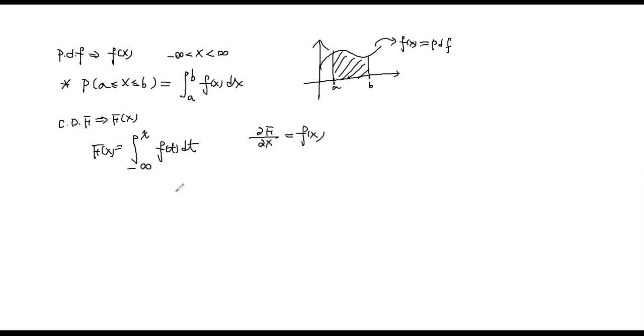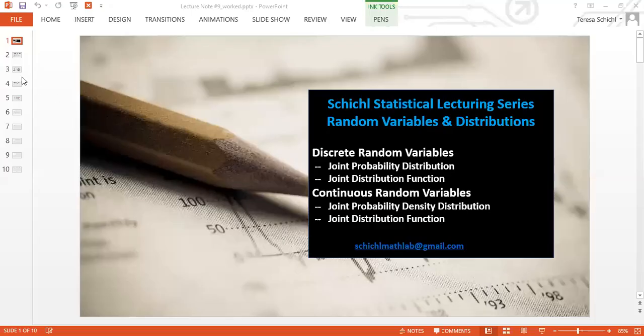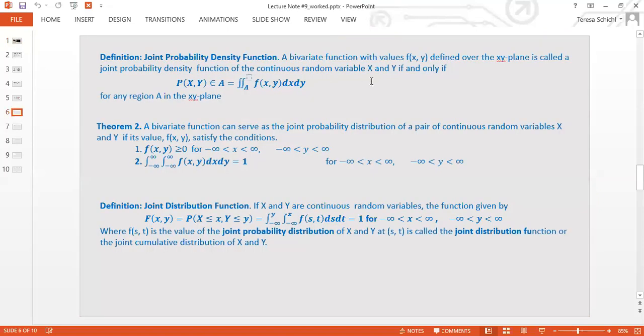Now, how about expanding this to more than one random variable? You do it the same way; the concept is exactly the same. Let's leave the whiteboard and go back to our presentation. We finished the discrete random variable joint, so let's take a look.